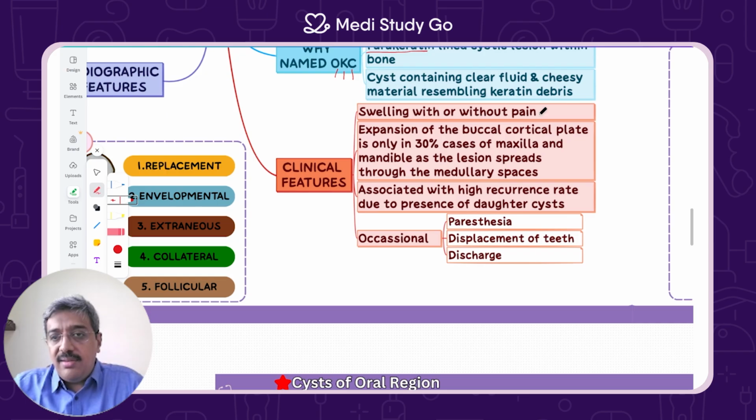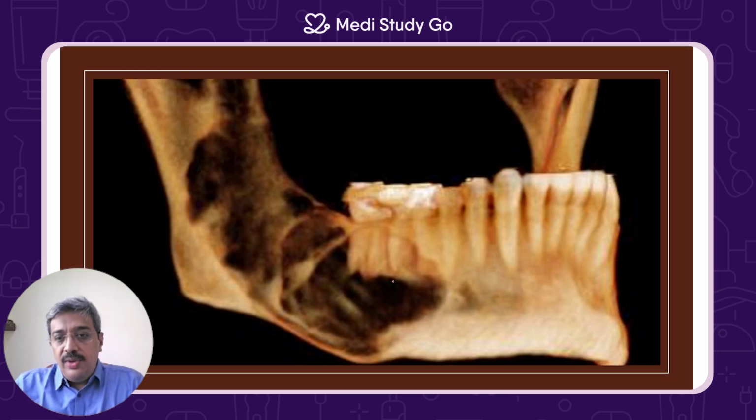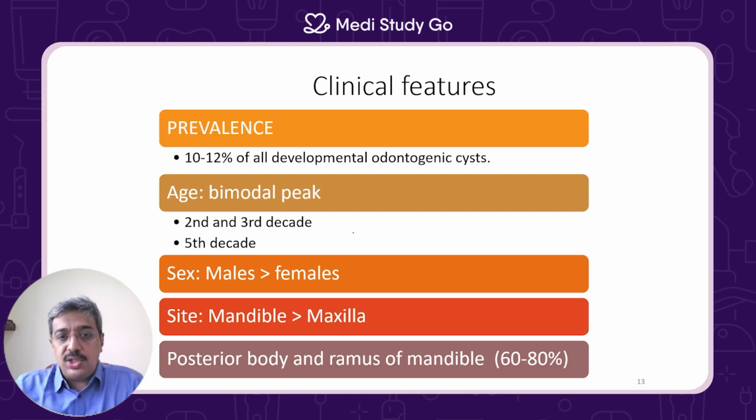Clinically, usually there will be a swelling without pain. Expansion of the buccal cortical plate is seen only in 30% of the cases. And the reason is that it tends to spread in the medullary spaces. You will find that the lesion is spreading, almost going on to the entire side of the mandible, like you see here, without much of the buccal cortical plate expansion.